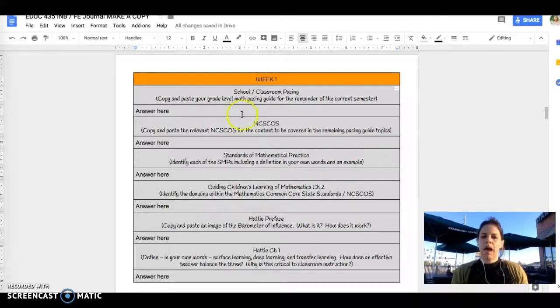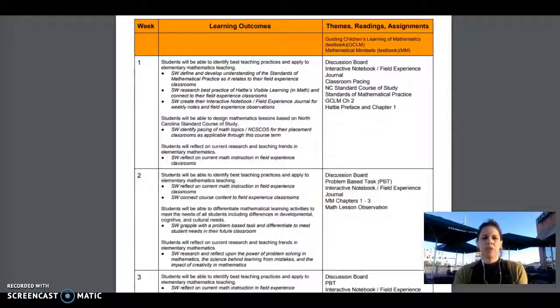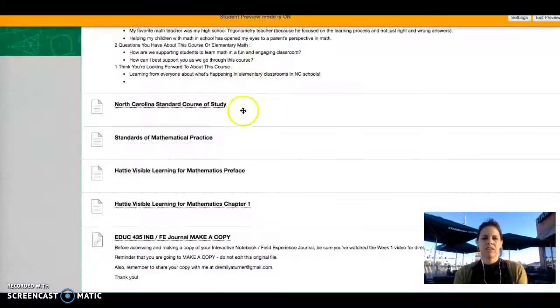So once you have your pacing guide and you know what you or your teacher is going to be teaching for the remainder of the current semester, I want you to then go into your North Carolina Standard Course of Study document, which if you go into your week one folder, my apologies, is right here. And I want you to find the standards that are going to support that part of your scope and sequence.